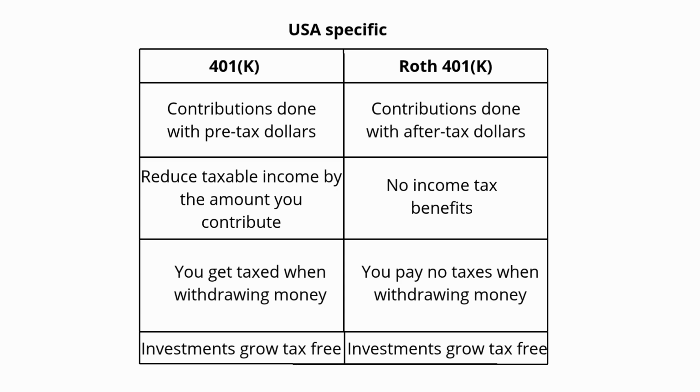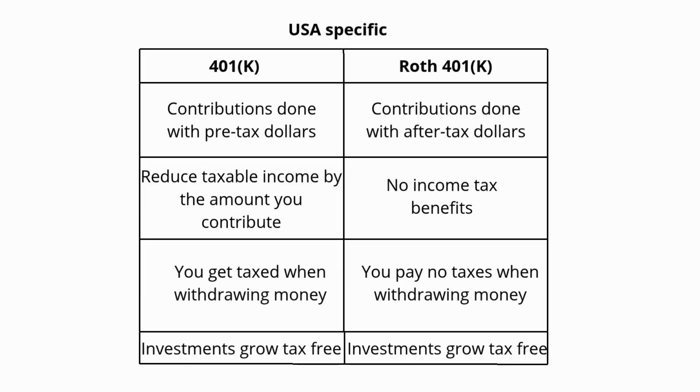Now, let's talk about the types of investing accounts and the brokers you can open these with. So, let's start with the accounts. And this is USA specific first. So, the 401k is a retirement account. And if you withdraw money from it before a certain age, you get penalized. In the normal 401k, the contributions are done with pre-tax dollars, and in the Roth 401k, contributions are done with after-tax dollars.